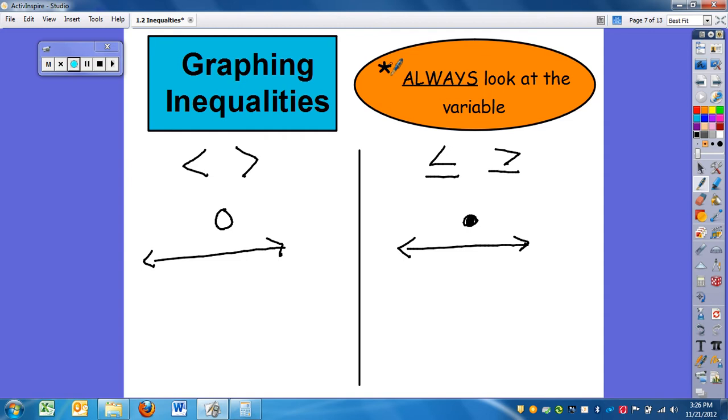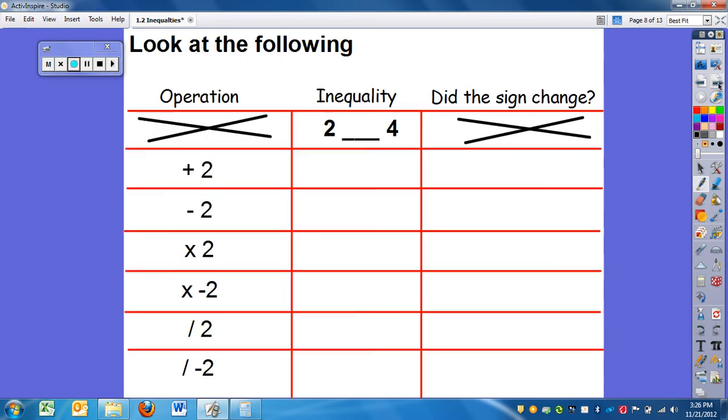Right here in the orange, this is a very important concept to remember. Always look at the variable. Just because the arrow is pointing this way does not always mean on your graph the arrow goes that way. Here, y is less than, but if I have it this way, y is also less than, and my arrow would still go to the left. So keep that in mind as we're solving and graphing our inequalities.